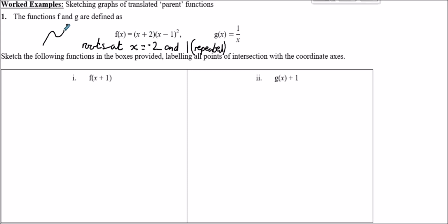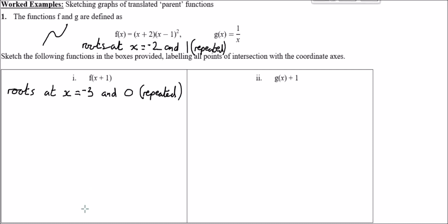Okay, and as well as that, we also know that f of x plus 1, from what we mentioned before, that's going to shift this whole thing back 1 unit. And so f of x plus 1, the x coordinates, we're going to subtract 1 from each of them. So f of x plus 1 is going to have roots where x is minus 3, because it's 1 less than minus 2, and at 0. So it's going to have a repeated root at 0. So at the origin it's going to bounce, as it were.